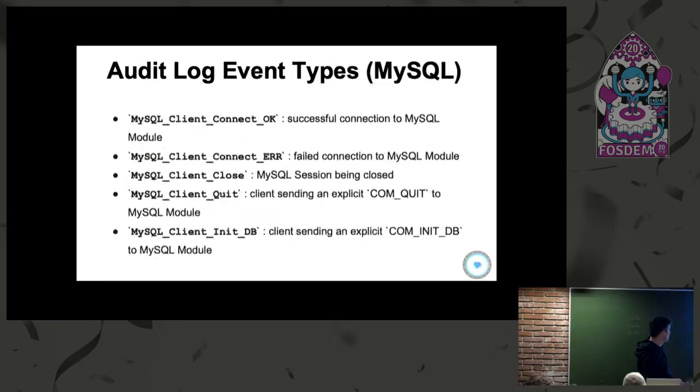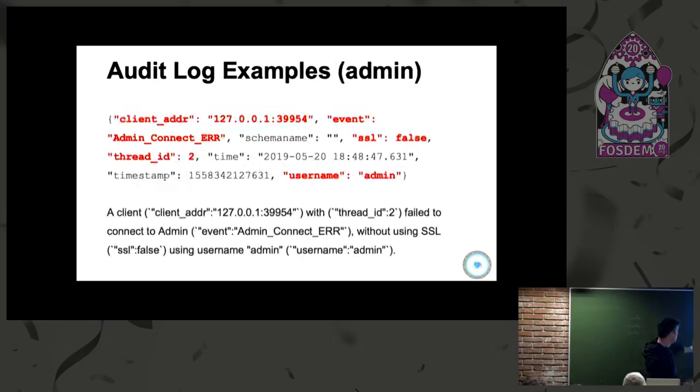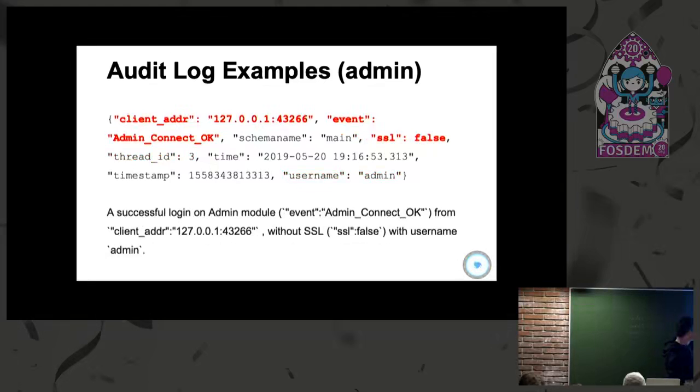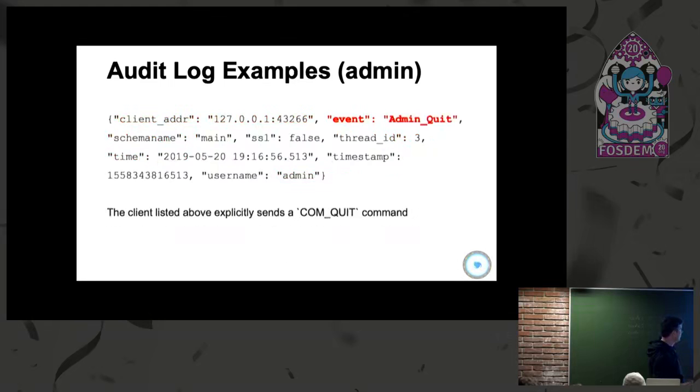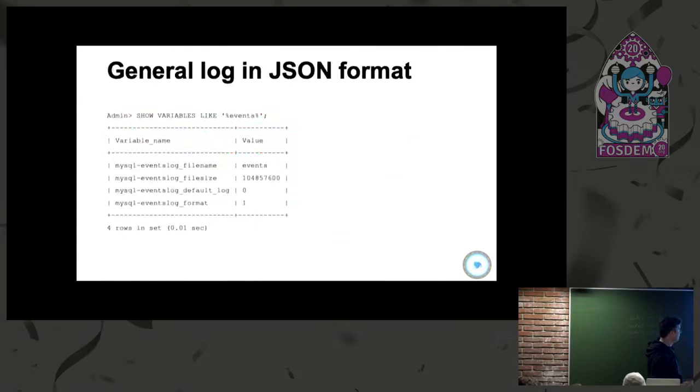So just an example of what these logs look like. It's all in JSON, so you can see the type of error or the type of message, connect OK. You can see if you've got SSL. So this is a good way to be able to log all activities that are happening in ProxySQL.